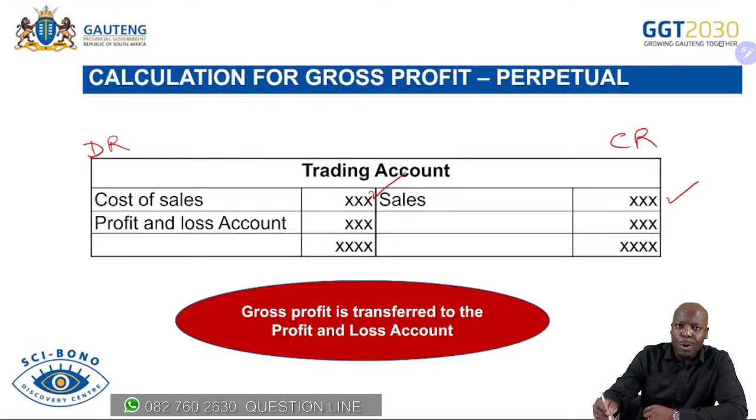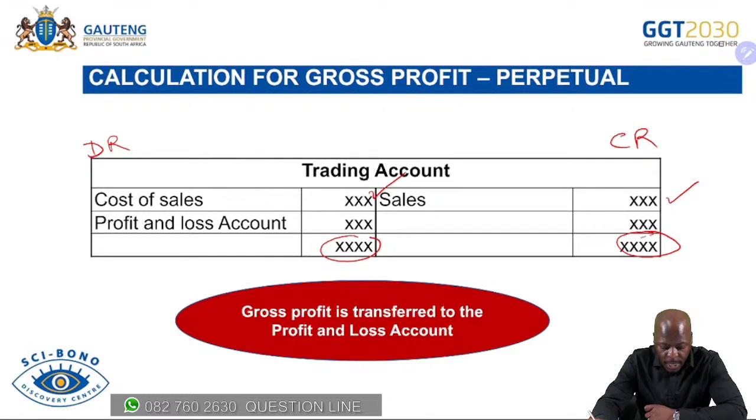And then you know how to close off a ledger account, the side with the highest amount. So you're going to have the same totals here. And then you are going to get your profit. That is your gross profit. But remember, the gross profit is transferred to the profit and loss account.